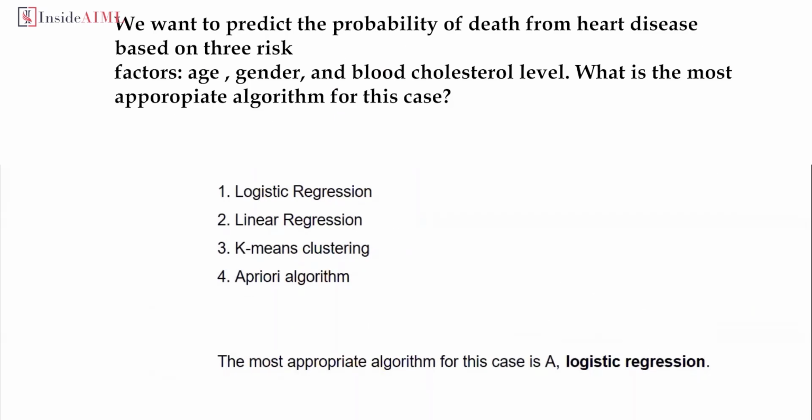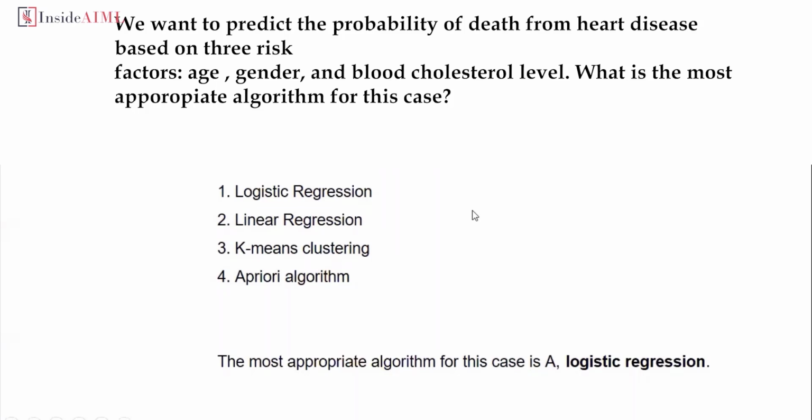So we want to predict the probability of death from heart disease based on 3 risk factors. They are age, gender, and blood cholesterol level. So what is the most appropriate algorithm in this case? Either it's going to be logistic regression, linear regression, k-means clustering, or the a priori algorithm.